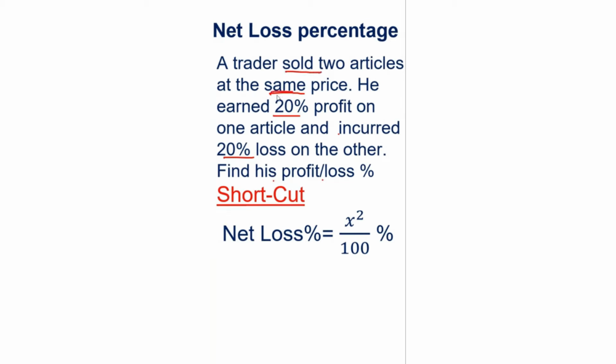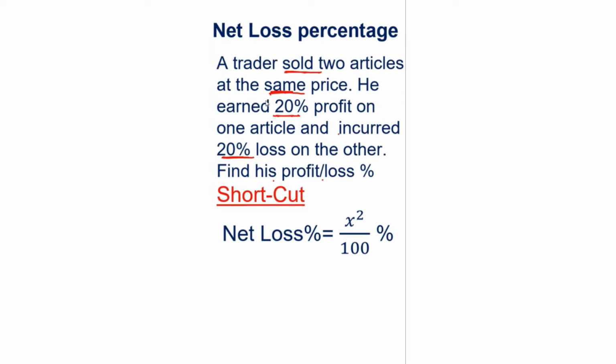He sold two articles at the same price, but when we calculate 20% profit or 20% loss, profit or loss is always calculated on the cost price. If cost prices are equal and profit percentage and loss percentage are equal, it will be no profit, no loss. But here it's not cost prices, it is selling prices are equal.